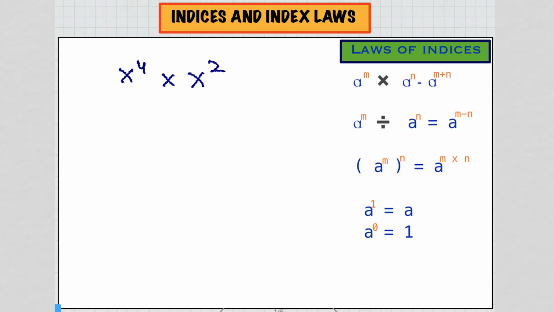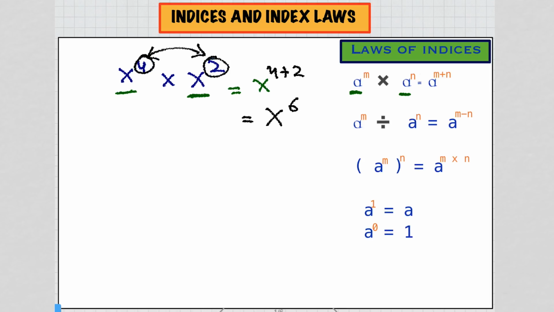Now the bases are same. What we do, we write the base as x, and then after that we just add the powers: 4 plus 2 equals x to the power 6. Guys, whenever you see bases are same when they are multiplied with each other, first write the base as the big number or letter, then add the powers and write it on top of the big number, which is the base.